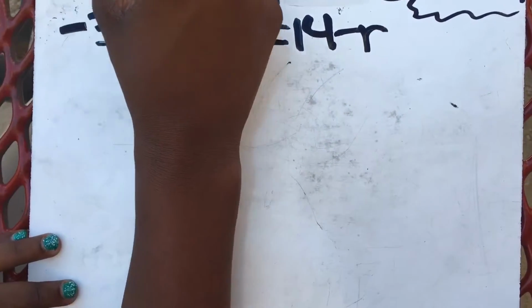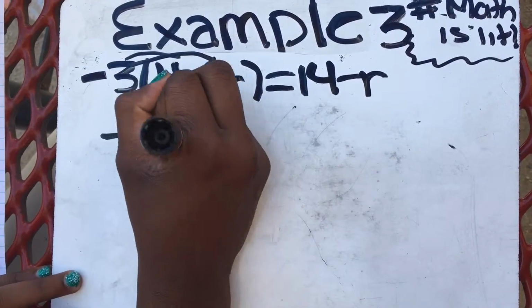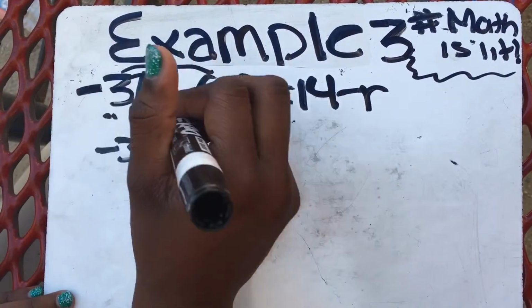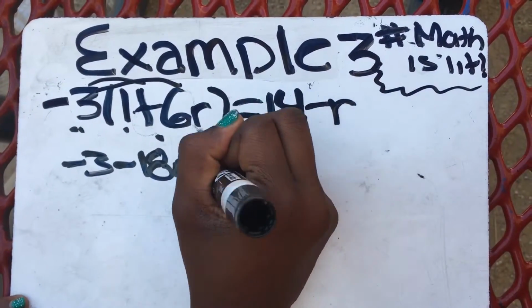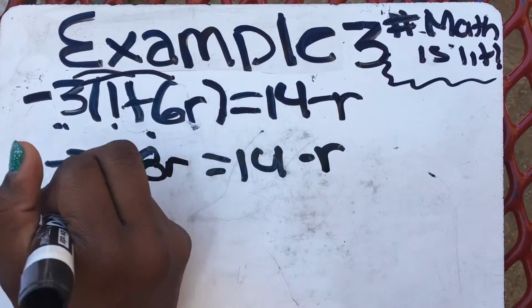So the first step in this problem is to distribute throughout the whole parentheses, and so then you multiply negative 3 times 1, which gives you negative 3, and then you multiply negative 3 times negative 6r, which will give you negative 18r, and then you want to bring down the rest of the problem so you don't get confused.